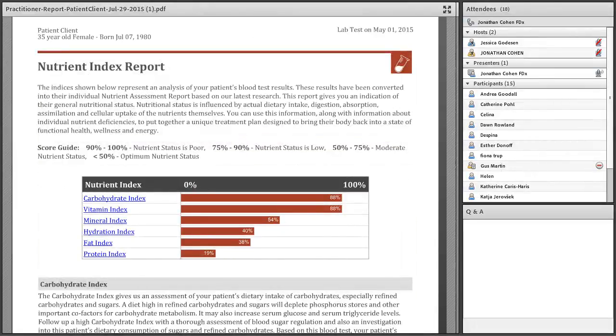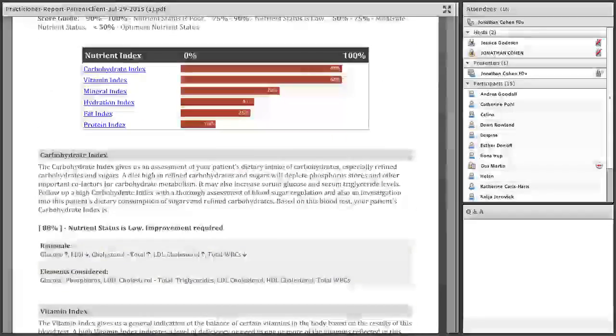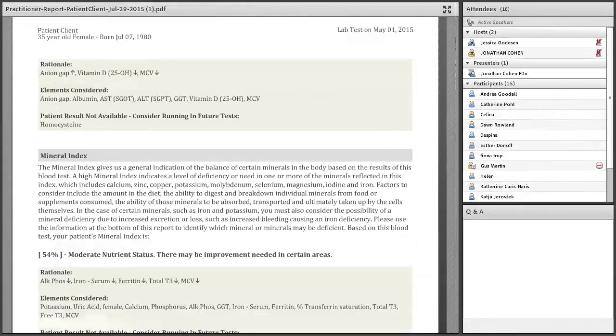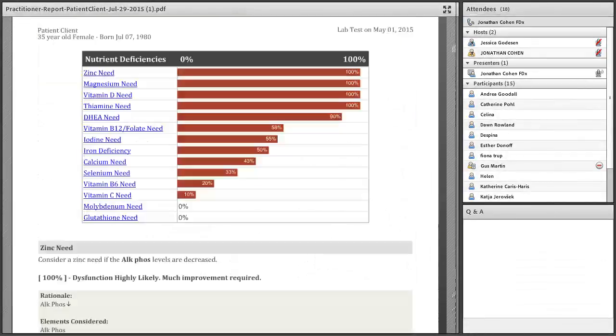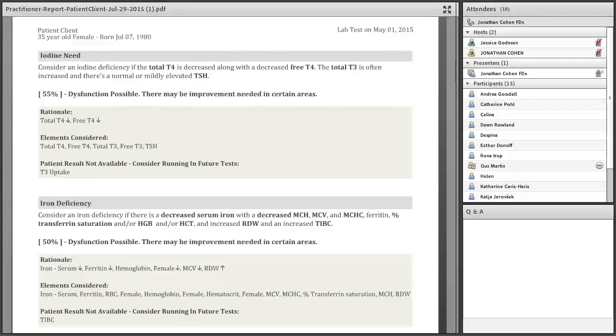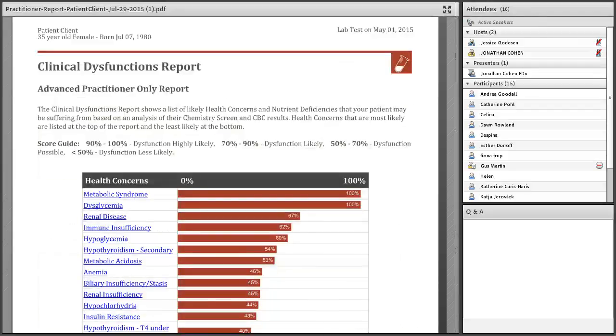The nutrient index, what's going out? What are the vitamins we're going to be looking for? So go down to the mineral index, and we have a look at the nutrient deficiencies coming out. So there's a need for zinc, magnesium, vitamin D, thiamine, DHEA. It's not a hormone we can deal with in this country, but a need for B12, folate, iodine. So this is somebody who needs a lot of intervention. Got to them just in time, I hope. And again, why and all the elements considered.